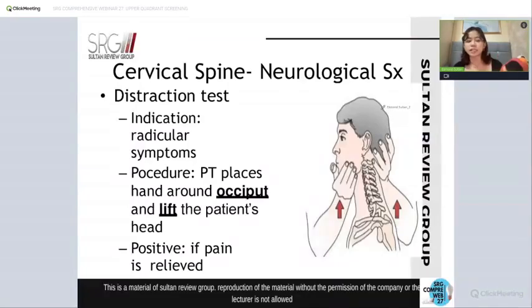So this one we're going to talk about your neurological signs and symptoms still under your cervical. So in neurological signs and symptoms po, dalawa ang tinatawag na special test natin. So it can be aggravating or relieving type of test. Okay?